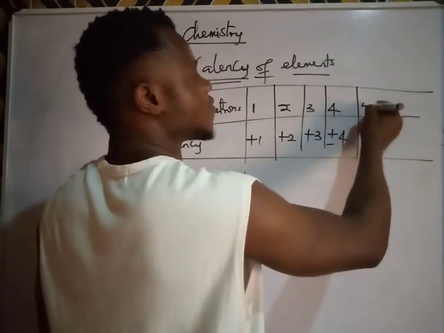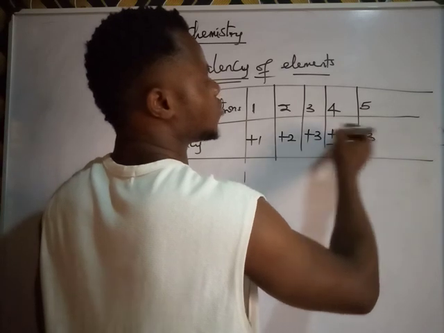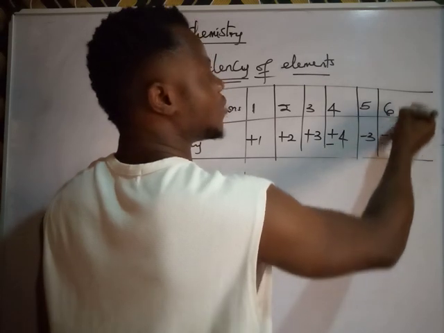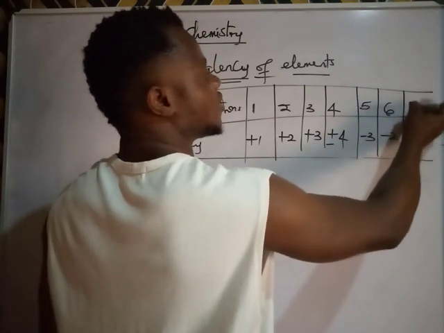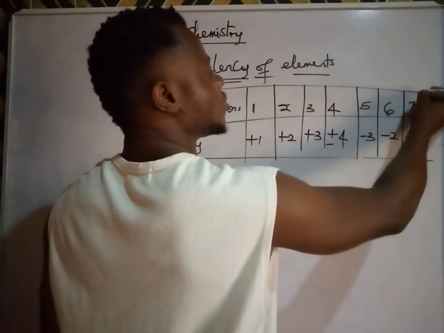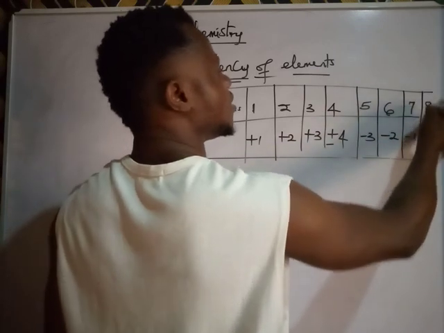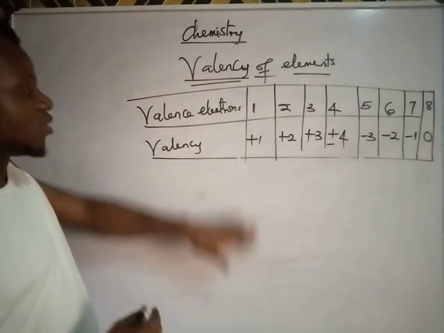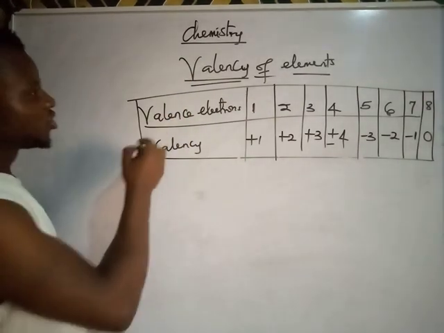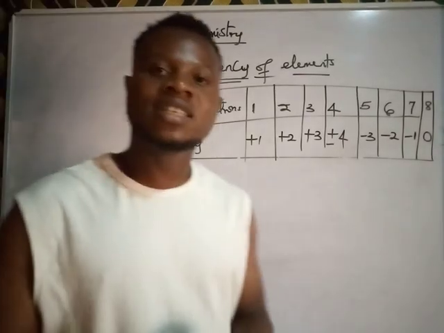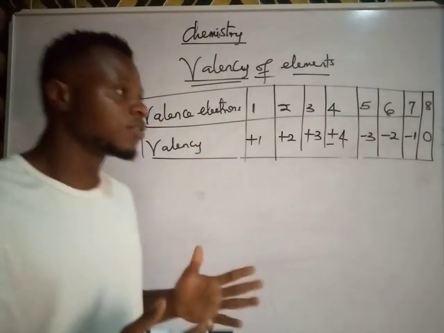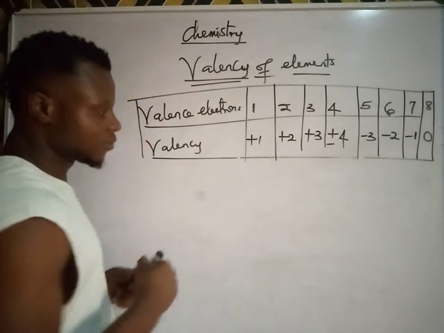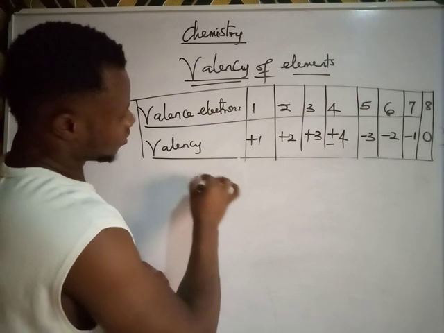If I have 5, the valency becomes -3. If I have 6, the valency becomes -2. If I have 7, the valency becomes -1. And if I have 8, the valency becomes 0. You can see, this particular table is going to help us in finding the valency of the elements, the first 20 elements. Then take, for instance, let us look at the elements.